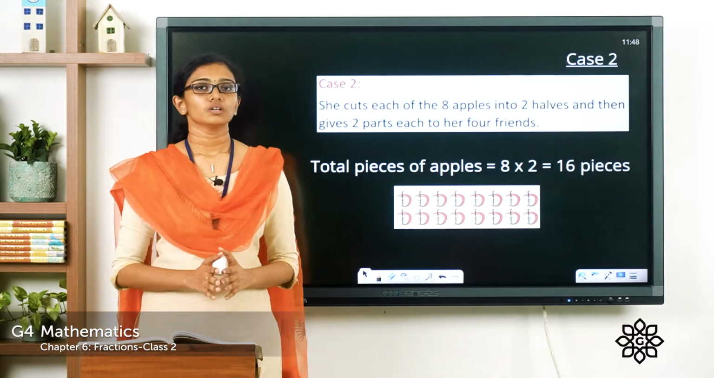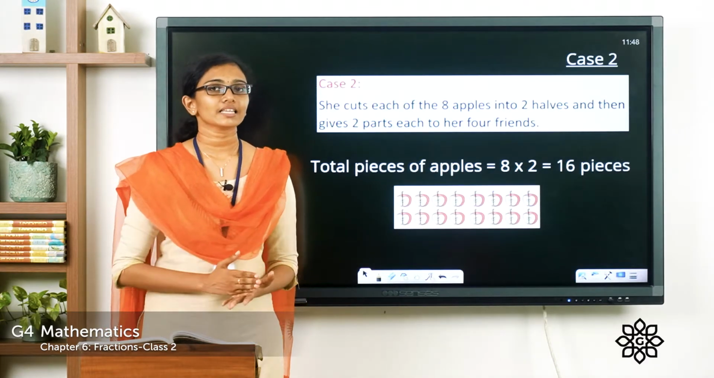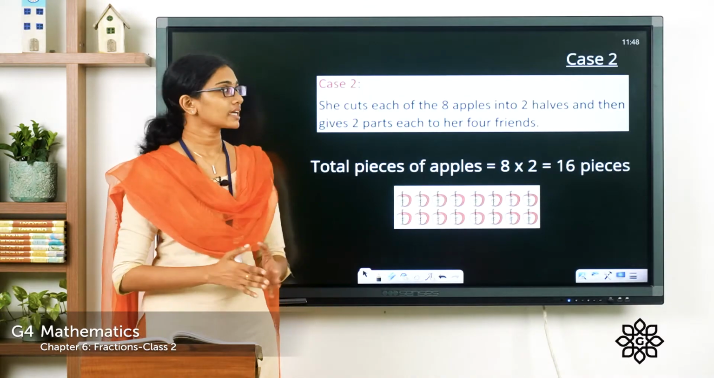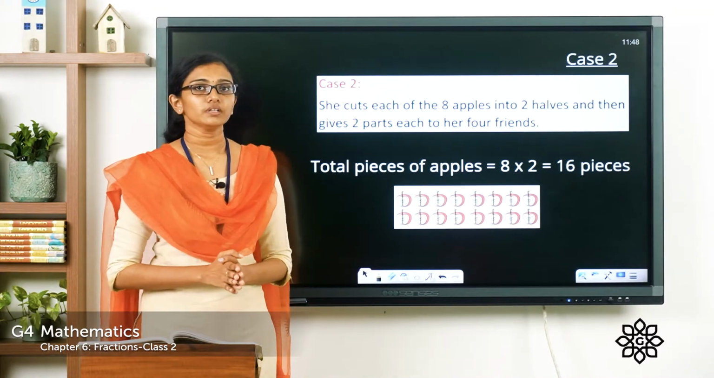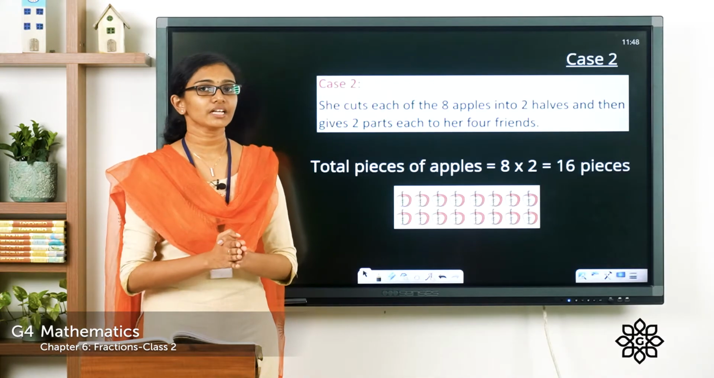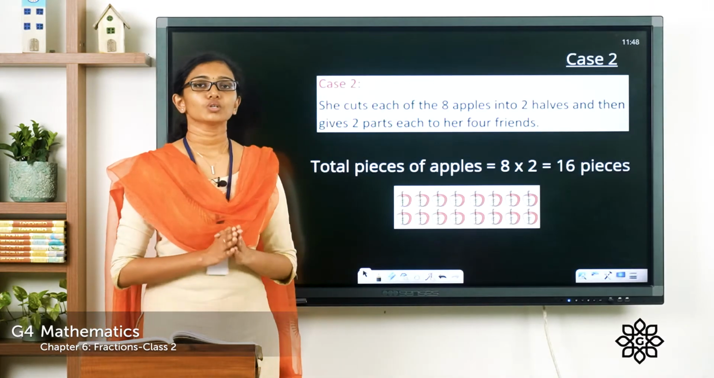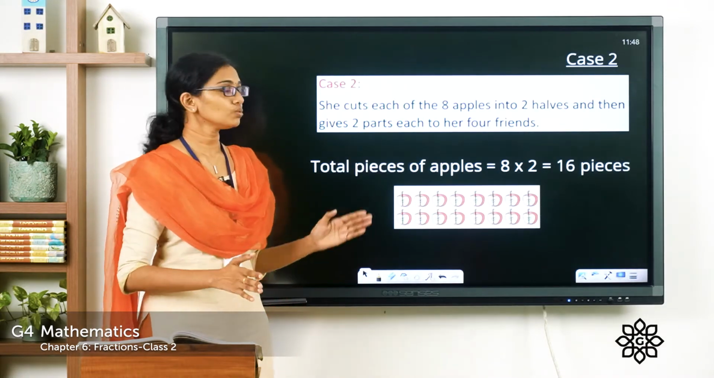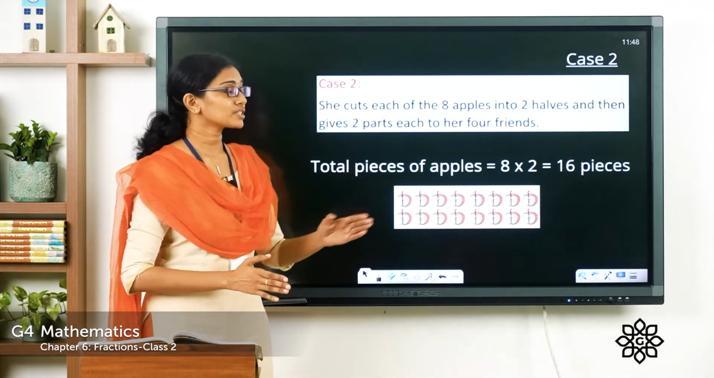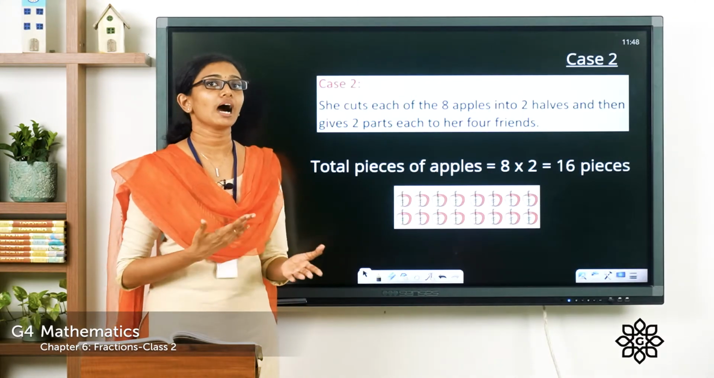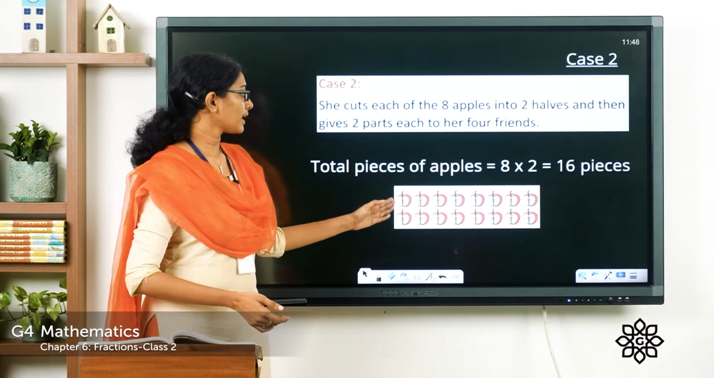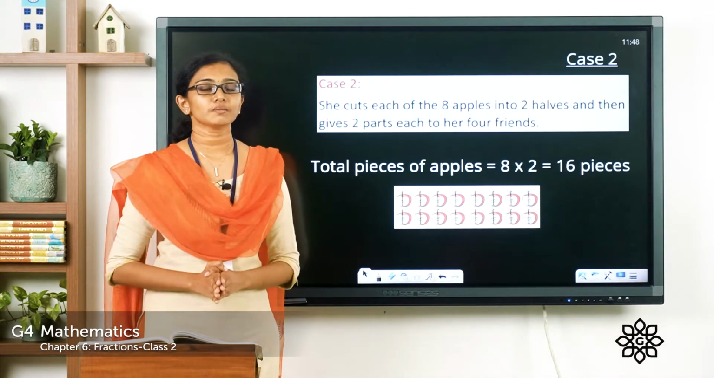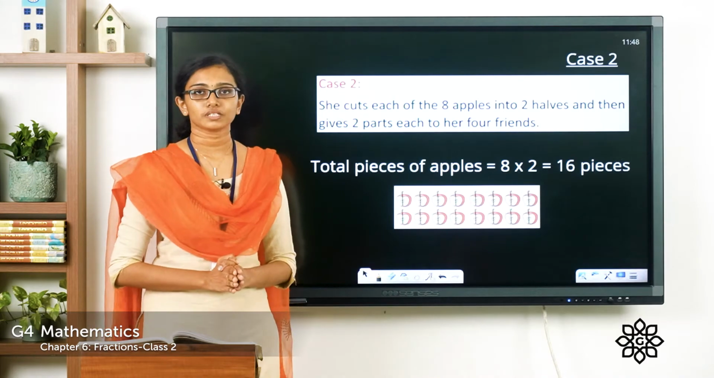Now what if she is cutting these apples into pieces and sharing it among the friends? So in this case, she cut each apple into 2 equal halves and she gave 2 parts each to 4 of her friends. So when she cut all these 8 apples into 2 equal halves, how many pieces of apples are there, or how many halves are there? See, 1 apple is cut into 2 equal halves. So there are a total of 16 pieces or 16 halves, right?